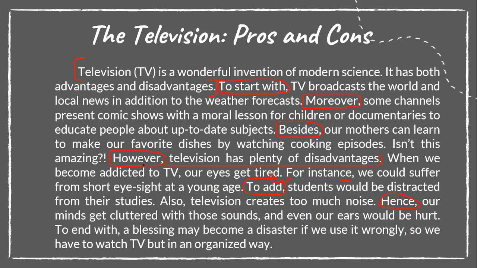Okay, so as Hala started reading from however, this means that I wanted to talk about the disadvantages, and I introduced that in a very short sentence. Then I started by mentioning them. One, when you become addicted to TV, your eyes get tired. I gave an example. For instance means an example. We could suffer from short eyesight. To add shows that I'm going to add another disadvantage. Students would be distracted from their studies. Also, a third disadvantage: television creates too much noise. Hence means an example to support the disadvantage before it. Our minds get cluttered with those sounds and even our ears would be hurt.